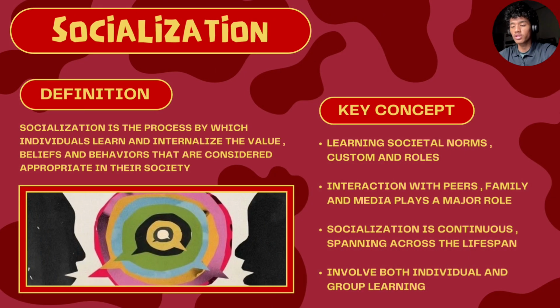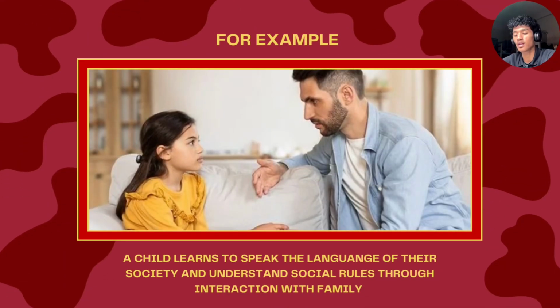So now, let's proceed to socialization. For the definition, it is a process by which individuals learn and internalize the value, belief, and behaviors that are considered appropriate in their society. For the key concepts, there are four. Firstly, learning societal norms, customs, and rules. Second, interaction with peers, family, and media plays a major role. Third, socialization is continuous spending across the lifespan, and lastly, involve both individual and group learning. For example, a child learns to speak the language of their society and understand social rules through interaction with family.